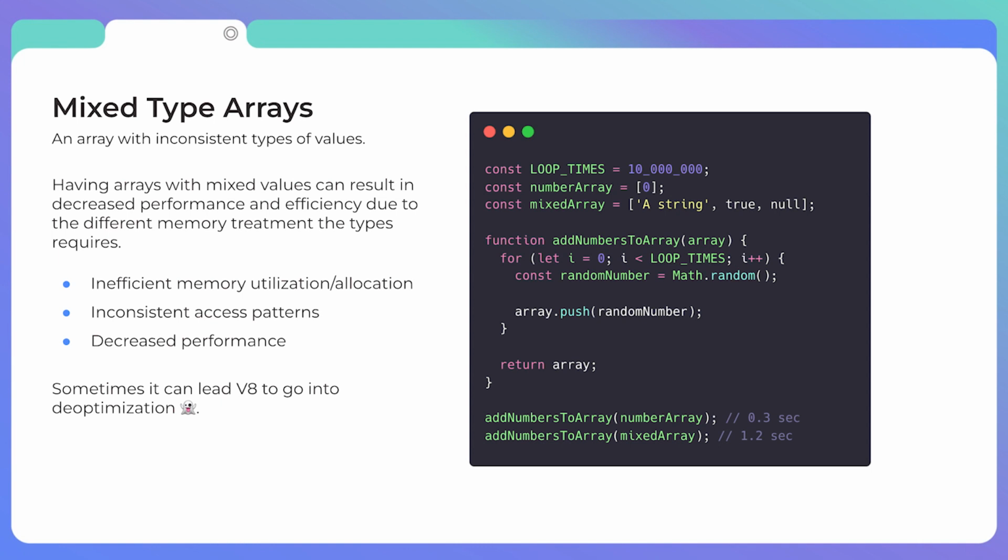And two arrays. One is just a number array. We have 0, which is a number, and then we have a mixed array. So it's a string, a boolean, and a null. And we're just pushing those 10 million items into the array.